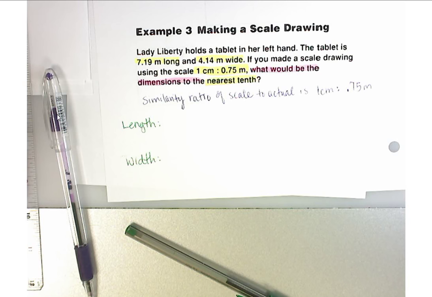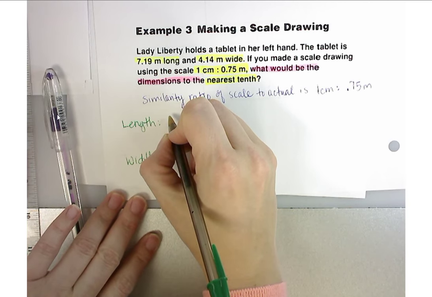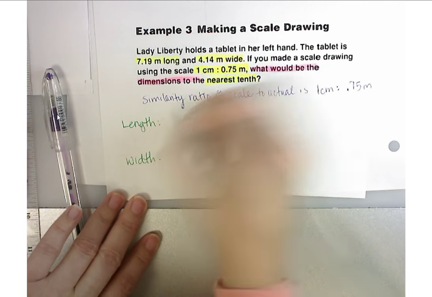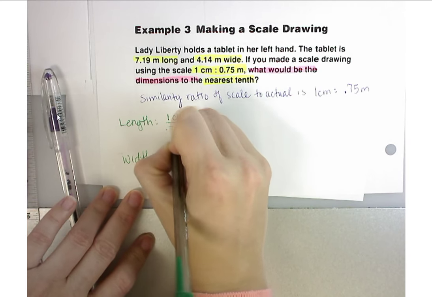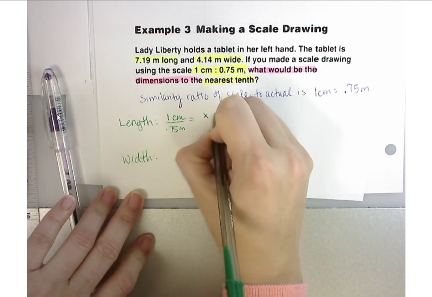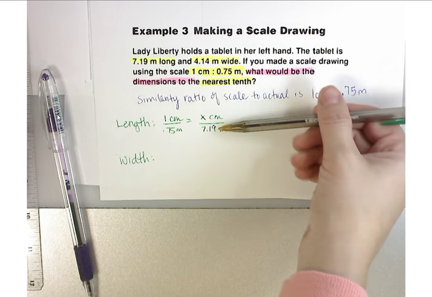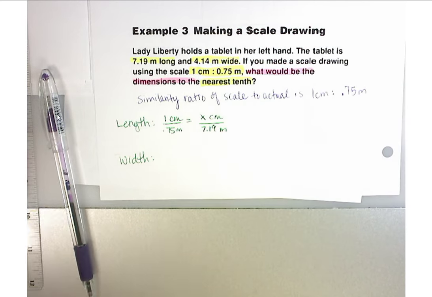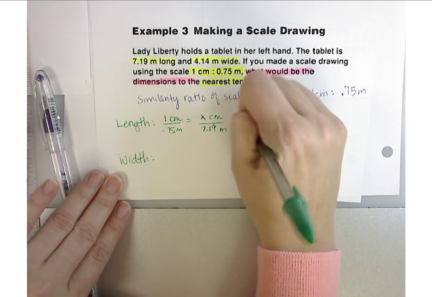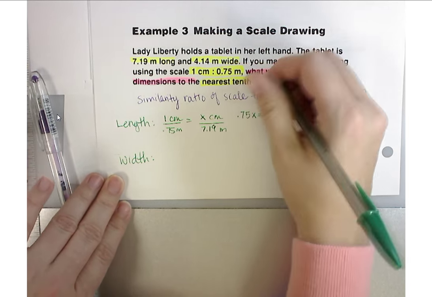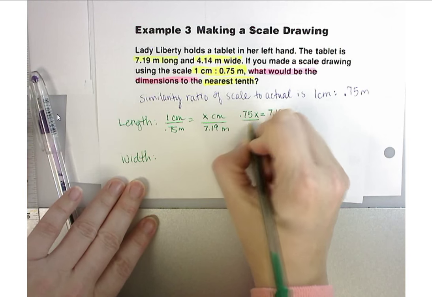See how we did. Caitlin, will you tell me what you set up for the length? I did 7.19 over x, and then it's equal to 0.75 over 1. Oh yeah, good. I did something different, which was the same thing. I started with the ratio of the actual. Caitlin started with 7.19 over x equals 0.75 over 1. That's exactly right. It doesn't matter which way you do it, you're going to end up with the same equation as long as they are equivalent. So you get 0.75x equals 7.19, and then you would have to divide both sides by 0.75.